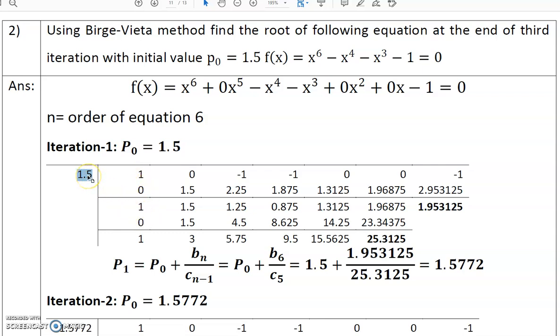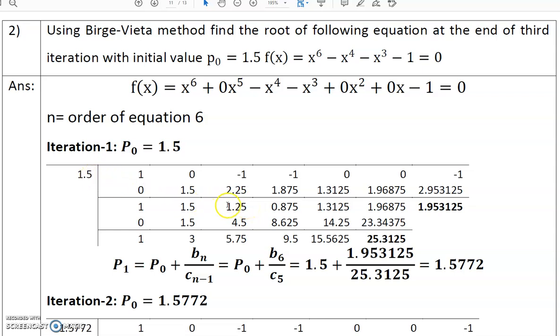Then multiply 1.5 with this one and write it down here. So 1.5 into 1 gives you 1.5. 0 plus 1.5 gives you 1.5. 1.5 multiplied by 1.5 gives you 2.25. Minus 1 plus 2.25 is nothing but 1.25.